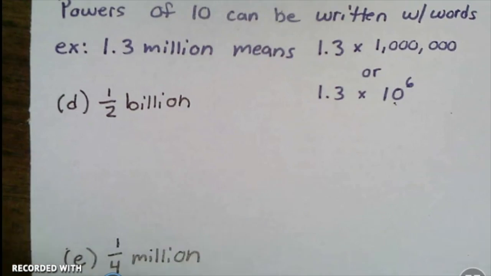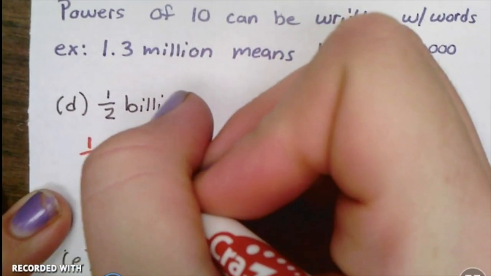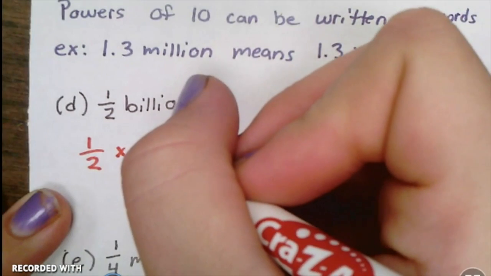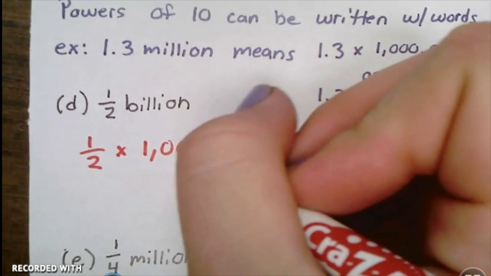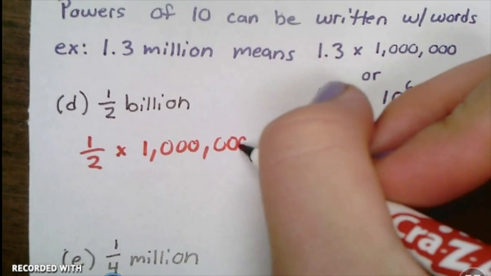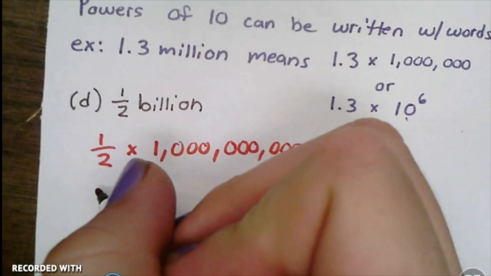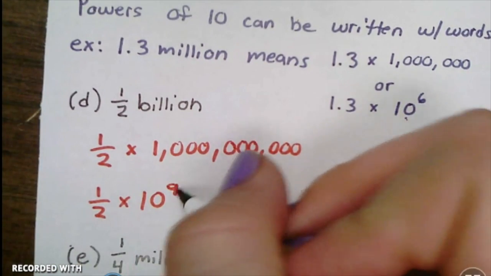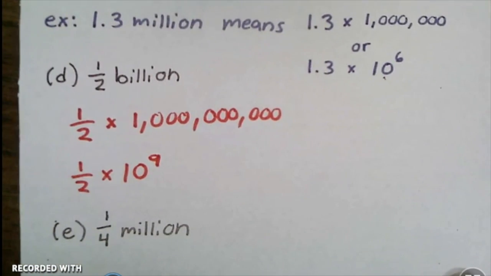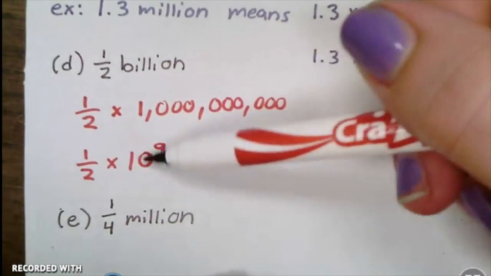So what about half of a billion? Well, half of a billion would be the same thing as 1/2 times a billion. And a billion is 9 zeros. And you don't have to actually write out those 9 zeros. You can just say 1/2 times 10 to the 9. Now the last part is to multiply it times 1/2.